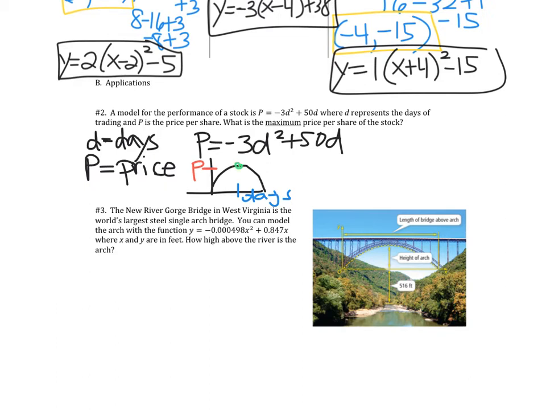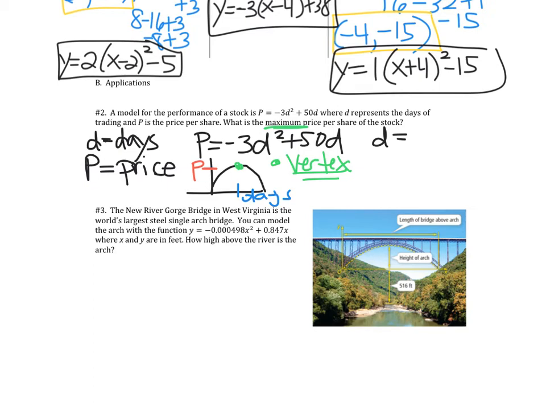The maximum happens right there. Do you know what that's called? That green dot? It's the vertex. The vertex is our maximum. We want to find the maximum p-value, the maximum price of the stock. So this is how you do this problem. You're going to start by finding out how many days it's going to be on the market, okay? You can't just find the price right away. You have to find out how many days first.